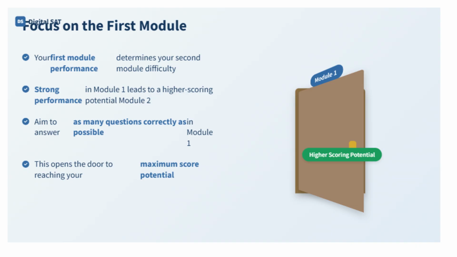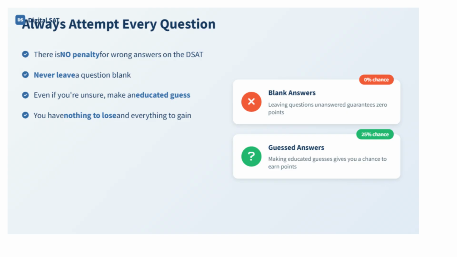Given the adaptive nature of the test, your performance on the first module is critical. A strong performance in Module 1 leads to a higher scoring potential in Module 2. This is because a more difficult second module allows you to earn a higher scaled score. Therefore, your goal should be to answer as many questions correctly as possible in Module 1 to unlock that higher scoring potential. This is a crucial strategy for the DSAT.